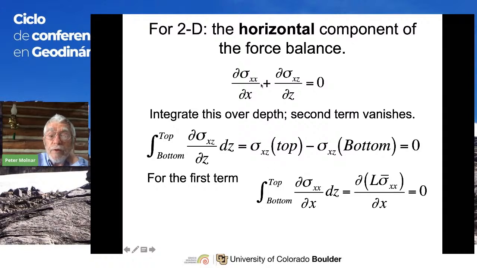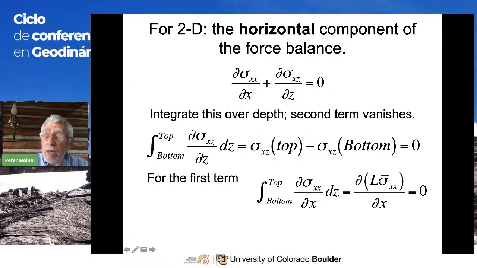So if we then integrate the first term over depth, this is the horizontal gradient of sigma xx, oriented in the x direction, integrated over depth. Well, this we can say is simply the lithospheric thickness, because we're integrating from the bottom of the lithosphere to the top of the lithosphere, times the average horizontal compressive stress in here. That's all this is, and we're saying its horizontal gradient is zero. Integrating over depth, we simply get the product of the average value of this times the layer thickness. For those of you who studied calculus, this is called the mean value theorem.